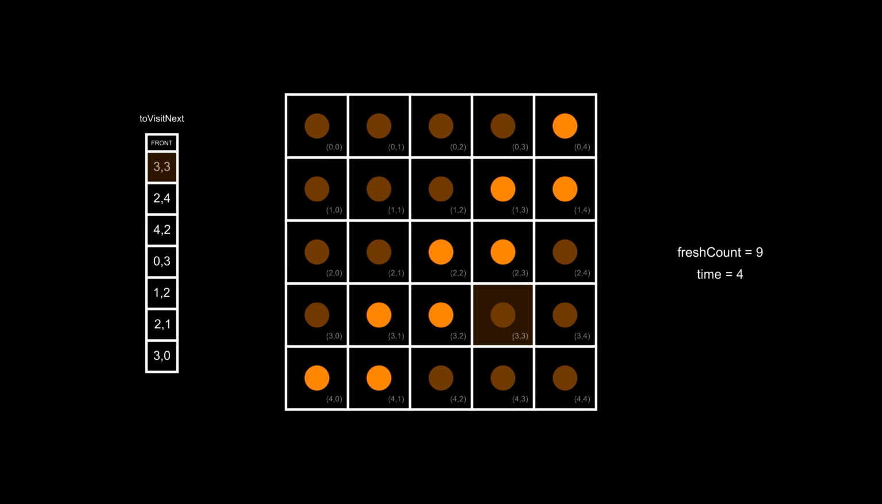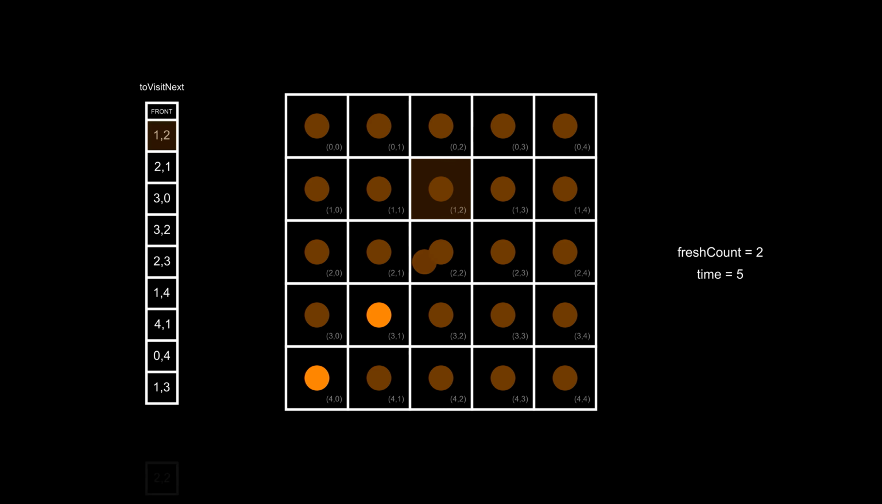As you can see, we just had to traverse the grid once. No repeated traversals required. It might be the case that we don't even have to traverse the whole grid if the placement of oranges allows that.